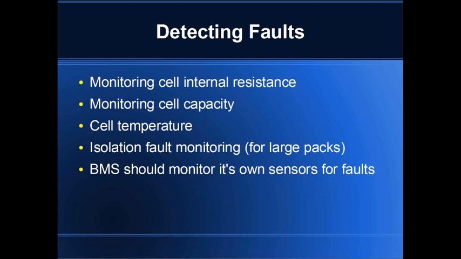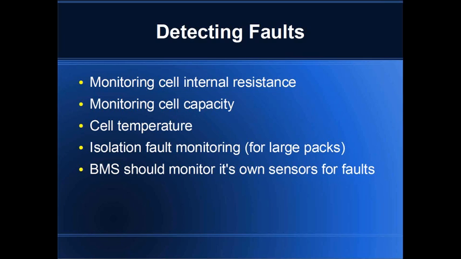When you use these three combined and you monitor the internal resistance of the cells and the temperature, those usually go hand in hand. Usually you can see an increase in resistance and an increase in temperature together, and a decrease in capacity. So using those three together is good.